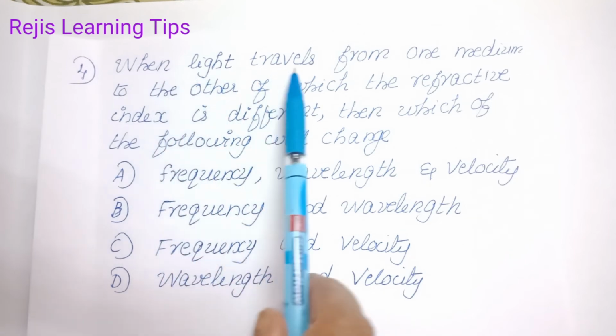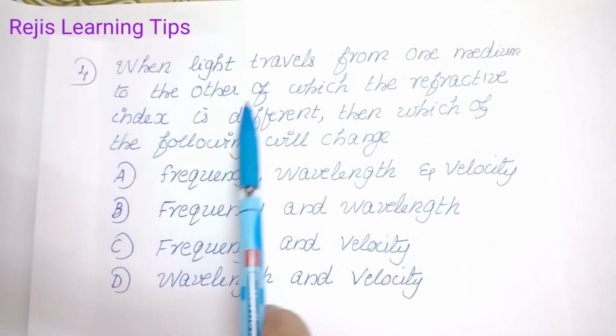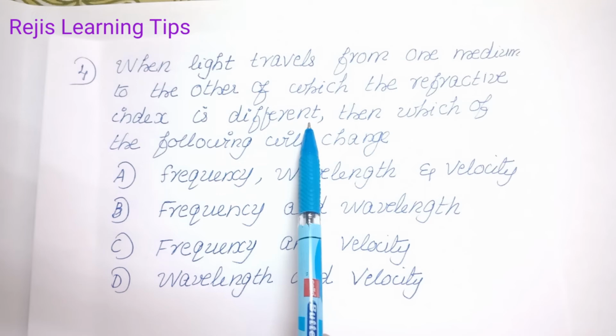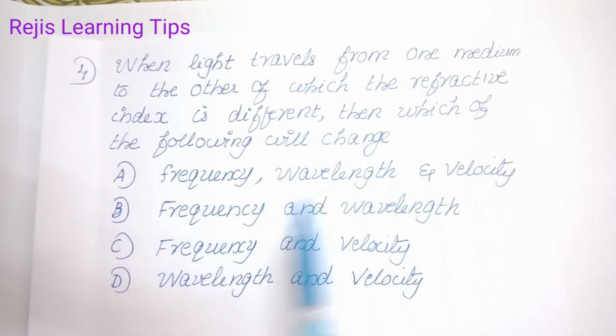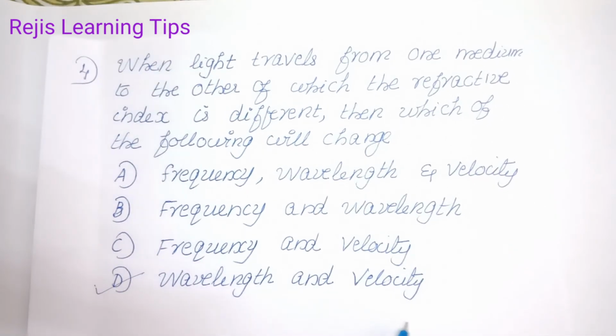Fourth question. When light travels from one medium to the other, of which the refractive index is different, which of the following will change? Frequency, wavelength and velocity; frequency and wavelength; frequency and velocity; wavelength and velocity. When light enters from one medium to another, the wavelength and velocity of the light change though the frequency remains the same. So our option is D. Wavelength and velocity change, and frequency remains the same.